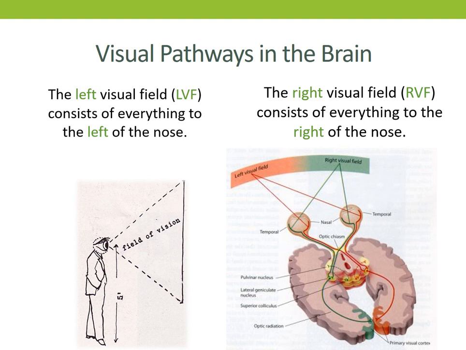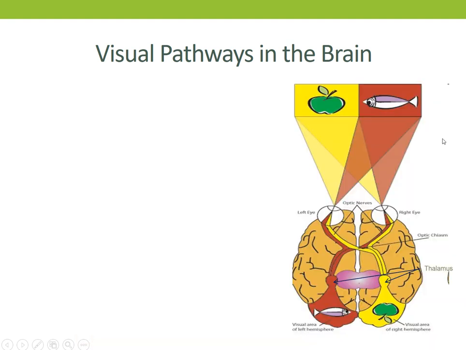Alright, so that just kind of demonstrates then I can see into both visual fields. So I can still see things in my left visual field with my right eye, and I can still see things in my right visual field with my left eye, which is why you need to say visual field and not eyes, okay? And that's demonstrated in this diagram here. So left visual field, but I can still see it with my right eye. Right visual field, can still see it with my left eye, okay?